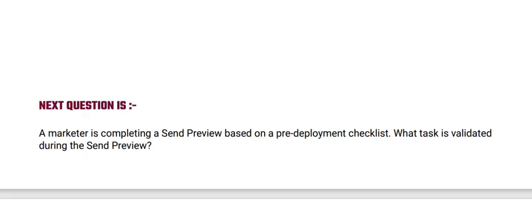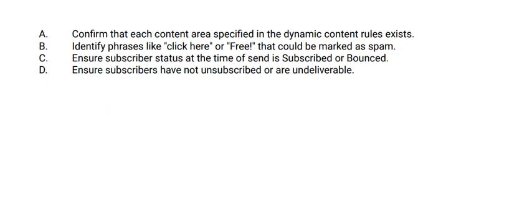Next question is: a marketer is completing a send preview based on a pre-deployment checklist. What task is validated during the send preview? Options are: Option A, confirm that each content area specified in the dynamic content rules exists.